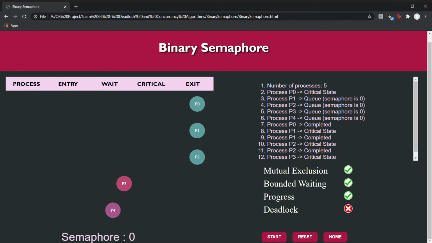Since the semaphore value can only be 0 or 1, mutual exclusion and bounded waiting are ensured in this algorithm. This algorithm also avoids deadlock. We complete the process and then go back to the home page.